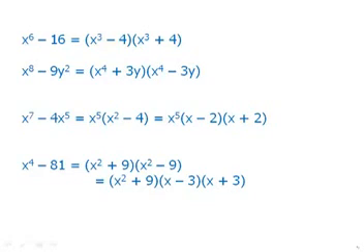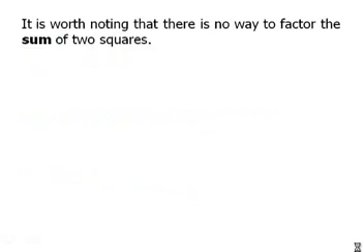So any difference of squares we can factor further. Notice that x squared plus 9, that's a sum of squares, and there's actually no way to factor that. It's worth noting that there's no way at all in algebra to factor the sum of two squares.